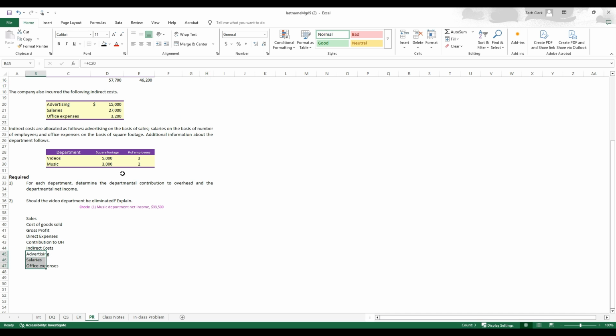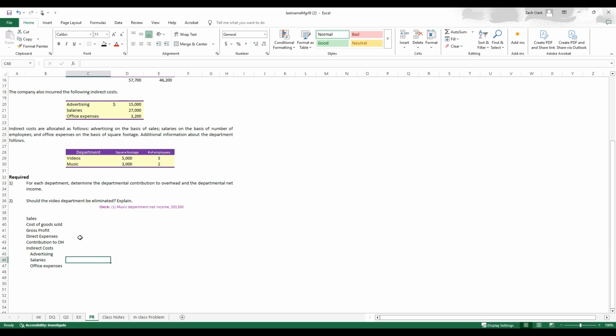So this is our indirect costs. I'm going to indent those just a little bit to kind of separate them out. Total. So total indirect costs, and this is going to be allocated. And then net income. And yeah, let's do it like that.